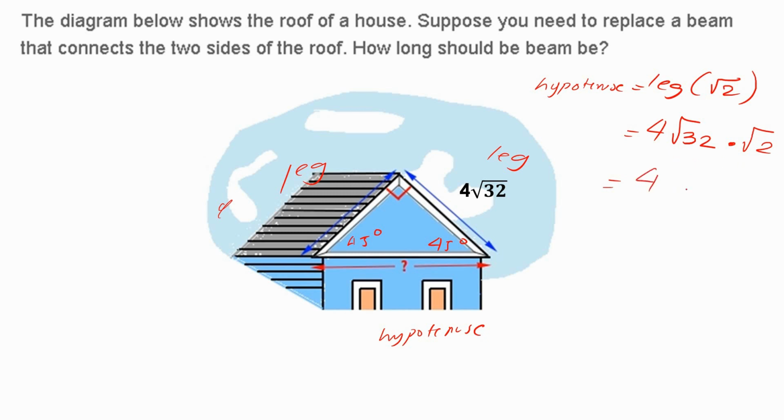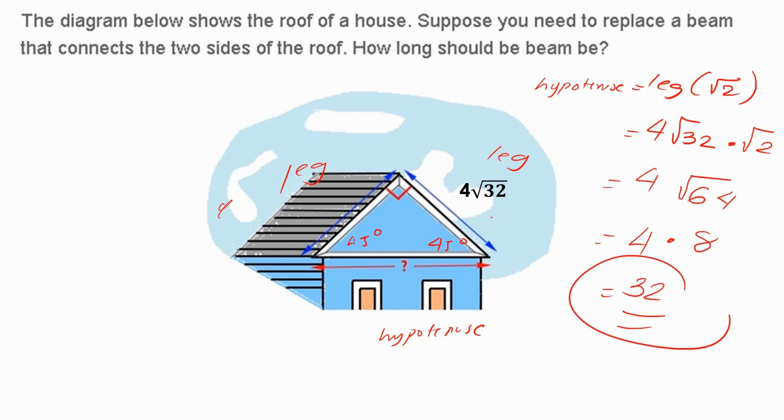So, we have 4 times square root of 64. If you remember, 64 is considered as a perfect square number. So, you can simplify this radical by getting its conversion. So, square root of 64 is equal to 8. Right? And then, just multiply these two numbers. The product of 4 and 8 is 32. That would mean the measurement of this beam is equal to 32 units. That is for the first problem.